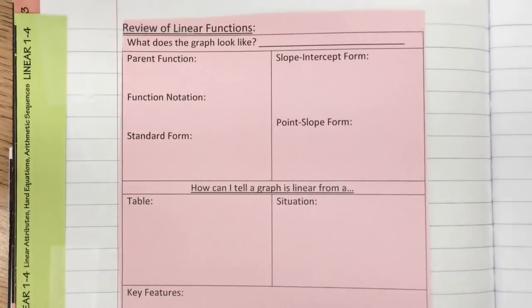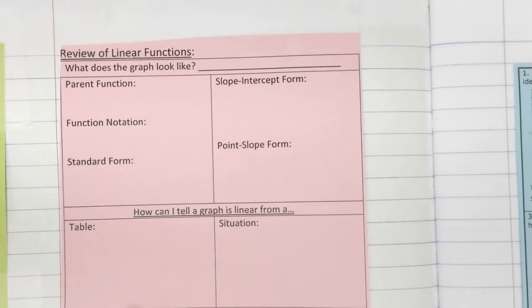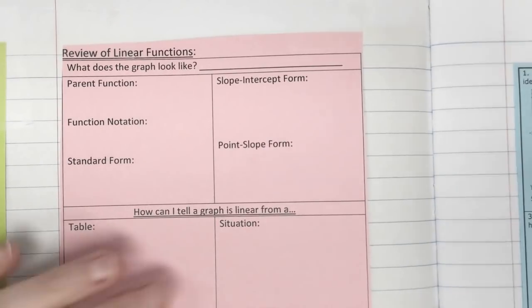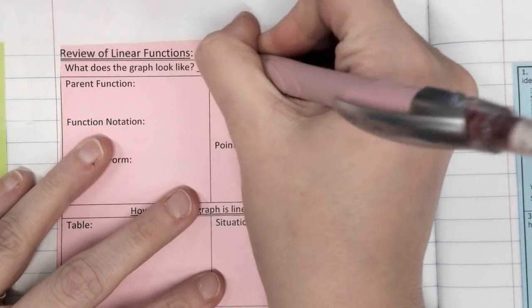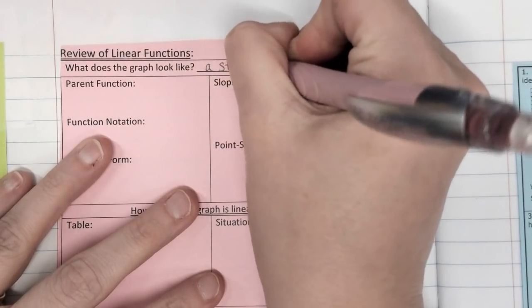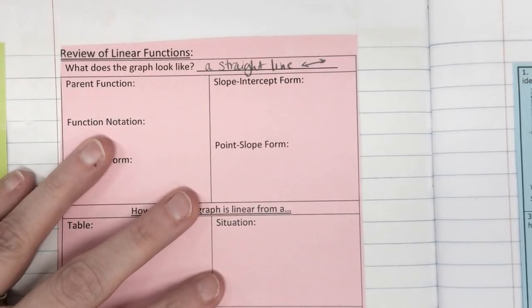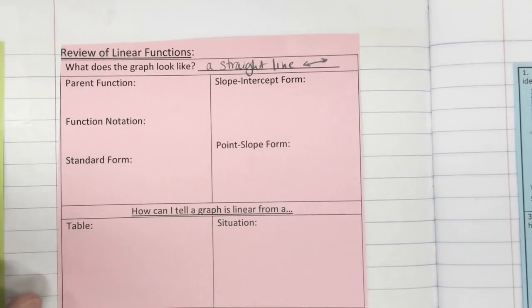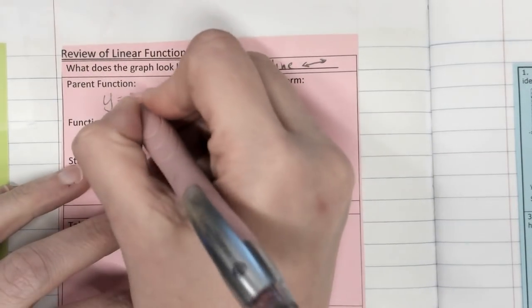Okay, so we're going to start with linear functions. We're going to review what we know about linear functions, and we're going to add in anything that we don't know. First of all, we know that the graph of a linear function looks like a straight line. So, straight line, no curves, no bends, nothing fancy, just a straight line. The parent function is y equals x.